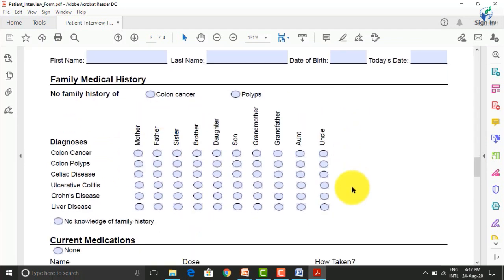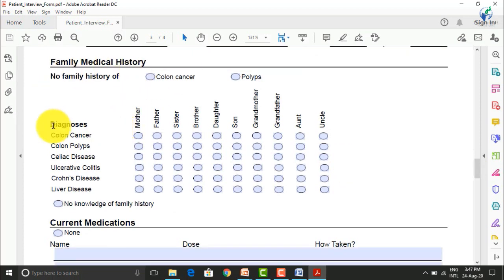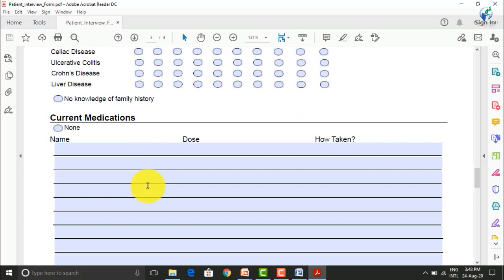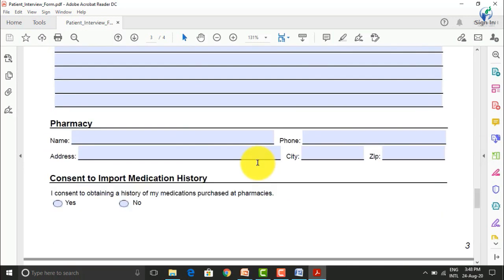Okay, this is different from the previous form. Family medical history, diagnosis. For example, if the patient's mother, father, sister, brother, daughter, son, grandmother, grandfather, aunt, uncle, if he has suffered from any diagnosis, then that should be mentioned over here. Then current medication, जो भी अभी drug ले रहे हैं, so that should be mentioned over here. Then from which pharmacy the person is taking the product.